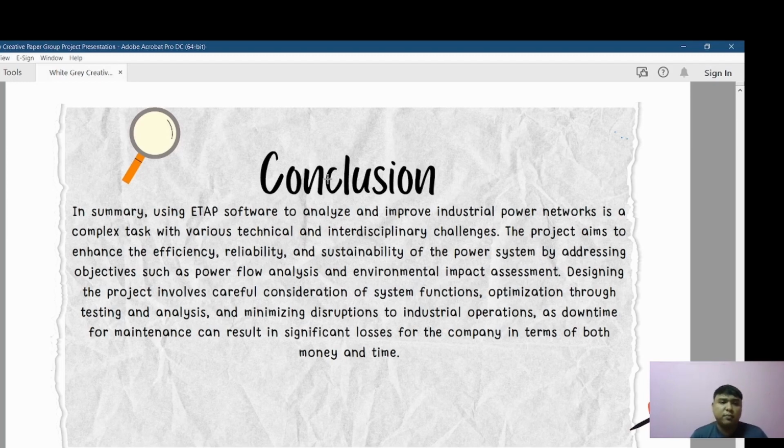So this is for our PLO3, where we can design the system and make the power flow analysis based on the requirements given in the appendix as the main system, and then analyze it using the ETAP software.